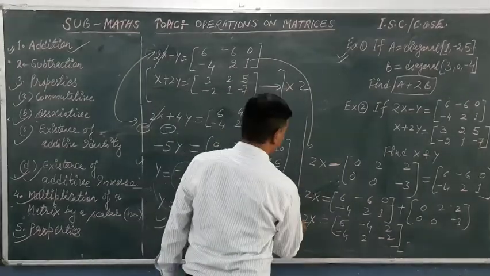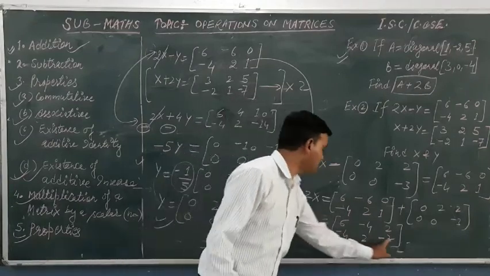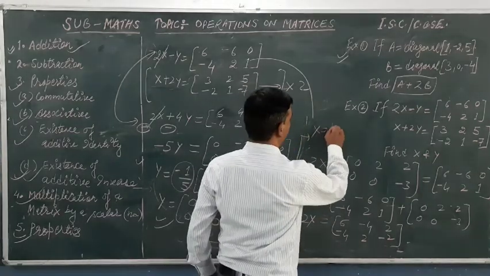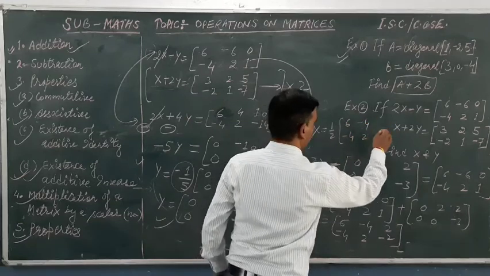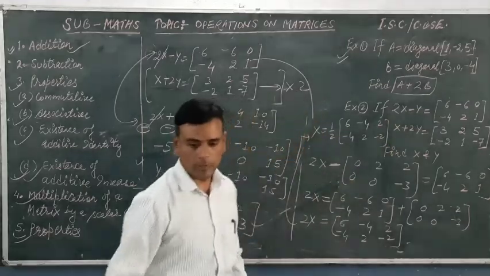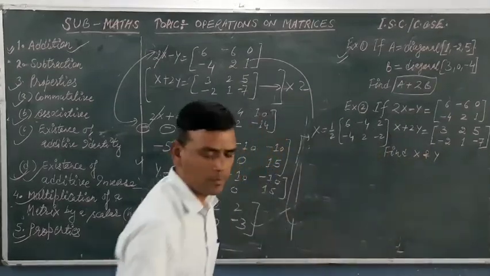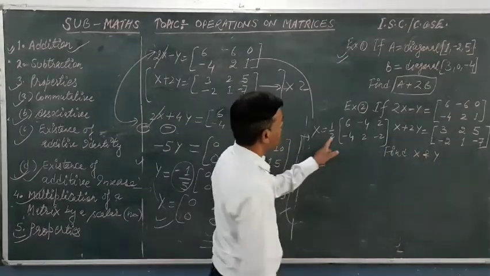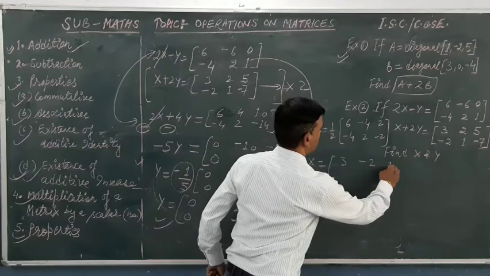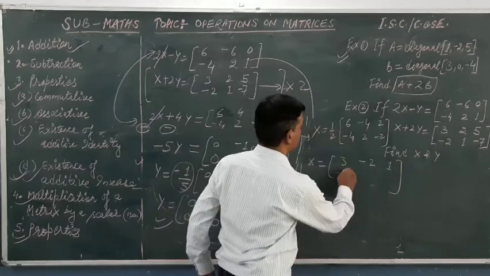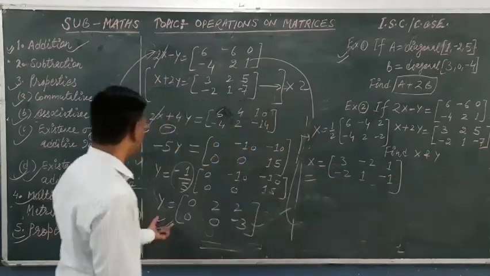So from here I will get x. x will be equal to this matrix divided by 2. So I will get half of 6 minus 4 minus 4 2 and 2 minus 2. In this way I will get the matrix x. The last step is that x will be equal to multiplying each element by half. I will get 3 minus 2 1, and then half into minus 4, minus 2, 1 and minus 1. So this will be the matrix x and this will be the matrix y.